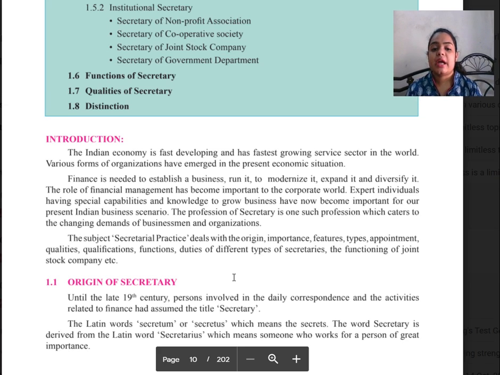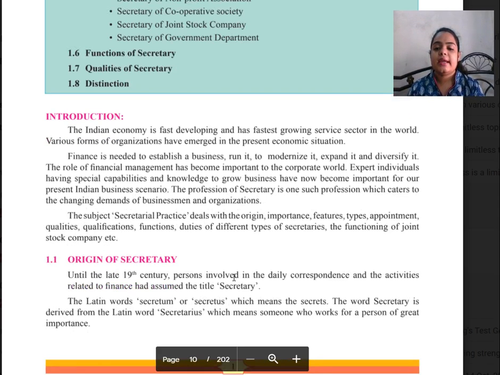So we shall be studying about the origin of secretary. Secretary is a person who was there with the main businessmen since the ancient times, right from the 19th century. A person who used to manage the finance of the people who were of great importance during those times is also called a secretary. So let's see the origin of secretary. Until the 19th century, persons involved in daily correspondence and activities related to finance assumed the title secretary.